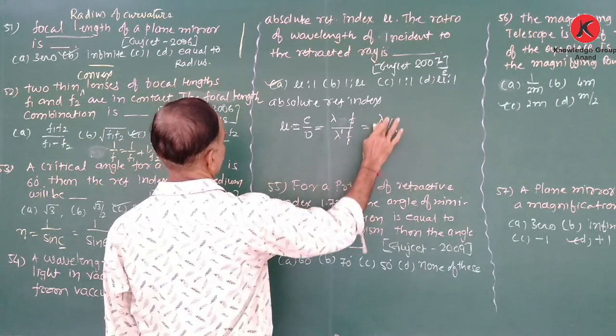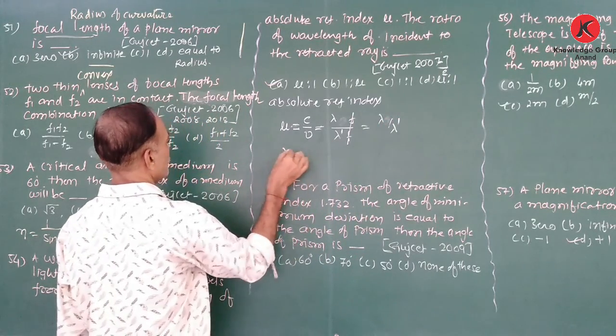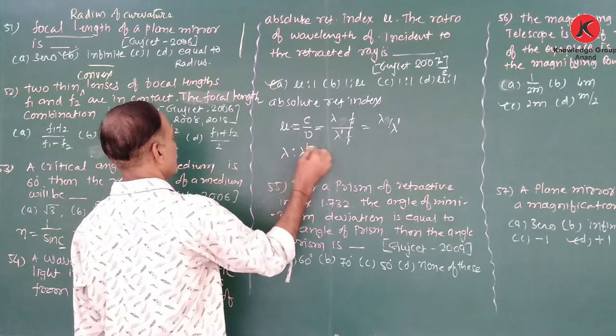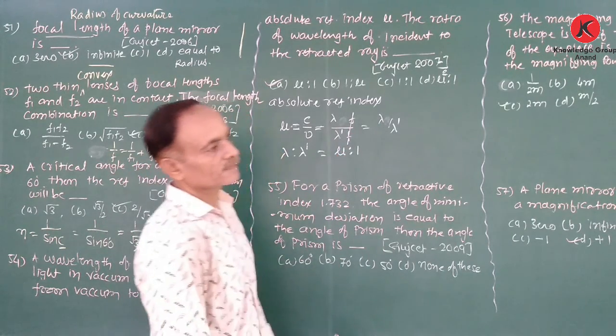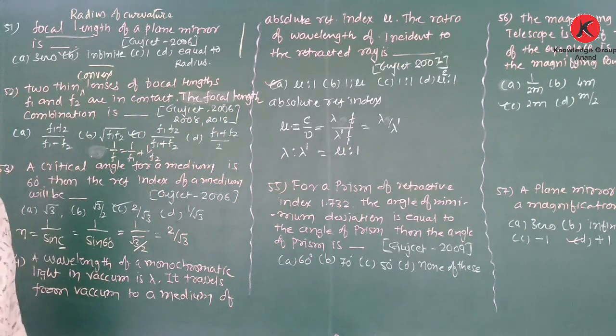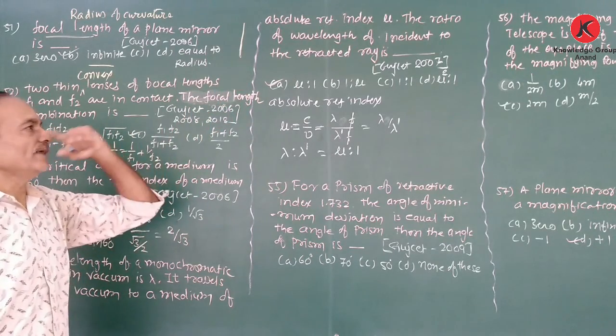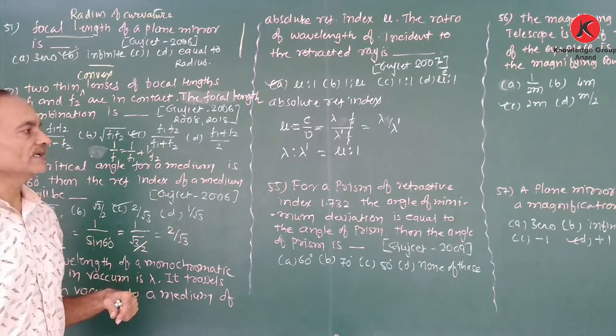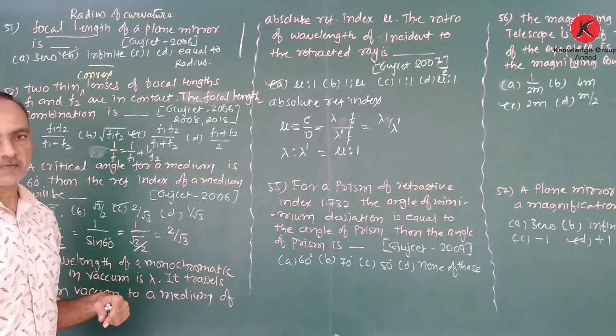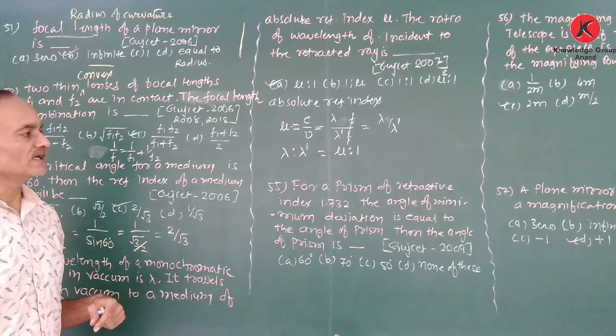Therefore lambda upon lambda dash is equal to mu upon 1. The ratio of the wavelength of incident light to the reflected light is mu upon 1.